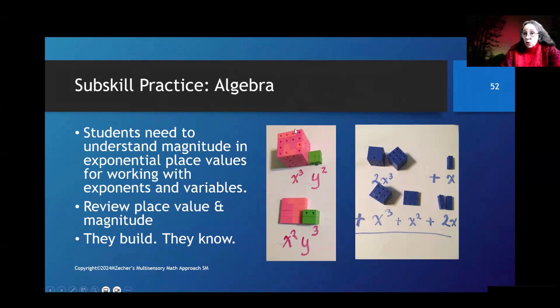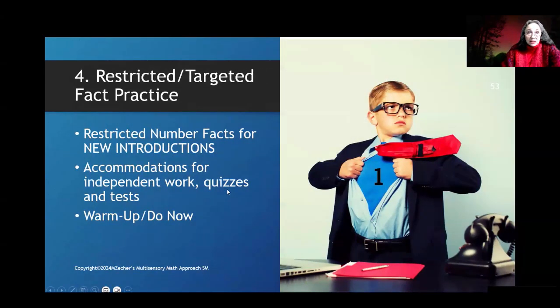They're both x's and y's, but the exponential values are different. When they can see it, they understand it. You can't just tell them. And combining like terms is the same as combining like place values. So you can go back and review those things with manipulatives.